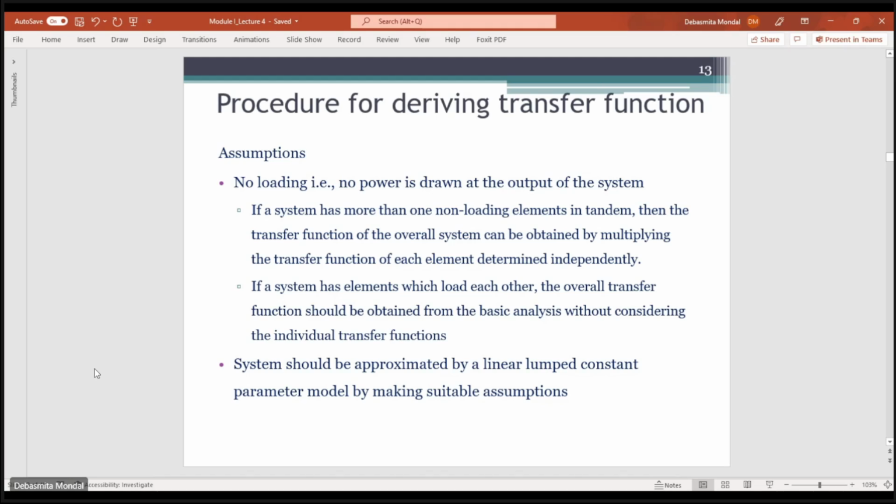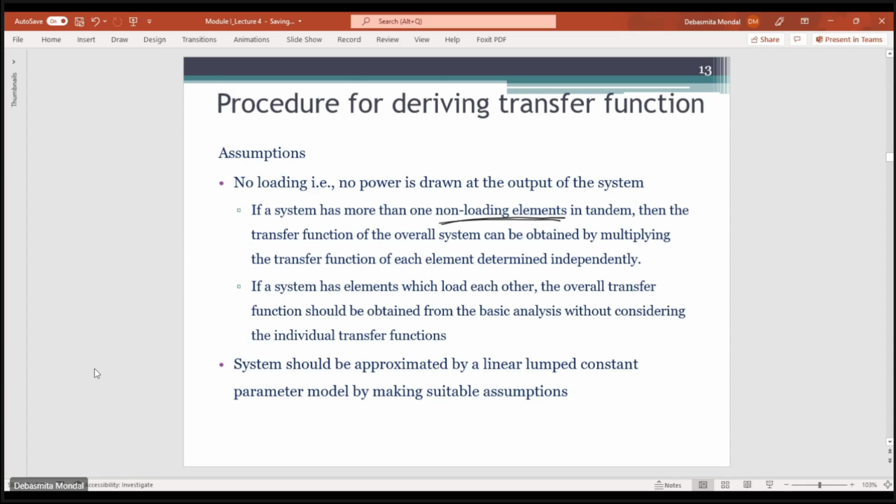Okay, so if the system consists of two non-loading elements which are connected to each other, then the overall transfer function of the system will be equal to the multiplication of the transfer function of each element, which can be determined independently. But this is only valid if the components are non-loading, so both the components are not loading each other. In that case, you can derive the overall transfer function of the system just by multiplying the individual transfer functions.